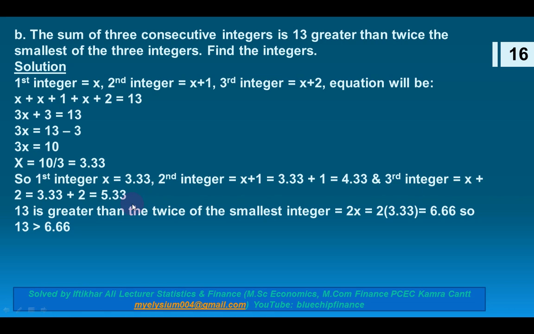So 13 is greater than twice the smallest integer. What is the smallest integer? Smallest integer is 3.33, and twice the smallest integer means 3.33 multiplied by 2, which equals 6.66. So 13 is greater than twice the smallest integer, and twice the smallest integer is 6.66. So 13 is greater than 6.66.